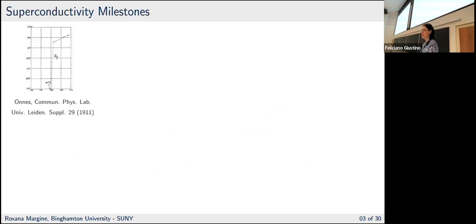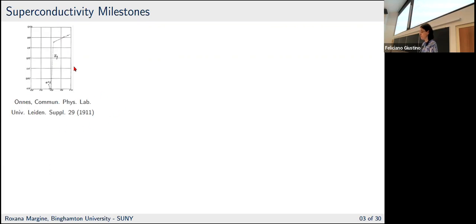So Feliciano has already mentioned superconductivity in his talk yesterday. This is an old phenomenon that was discovered by Kamerlingh Onnes in 1911 in mercury. In this case, it was found that the resistance basically becomes zero when mercury is cooled down to about 4 Kelvin. This was followed by many milestones in superconductivity research.